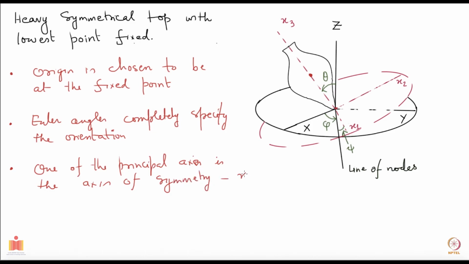And that is what we are going to choose as x3. And you already know that the other two will be in the plane perpendicular to x3, and that is what we are showing here by x1 and x2. So these are your principal axes which will diagonalize your inertia tensor. So good, your x1, x2, x3 are the body axes.